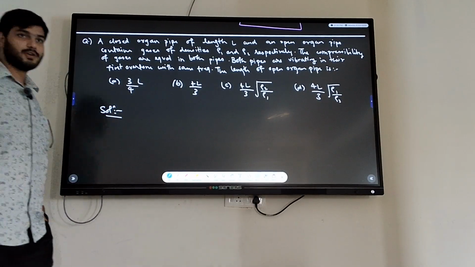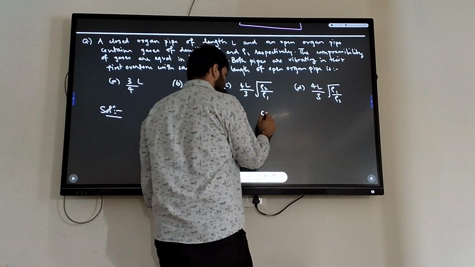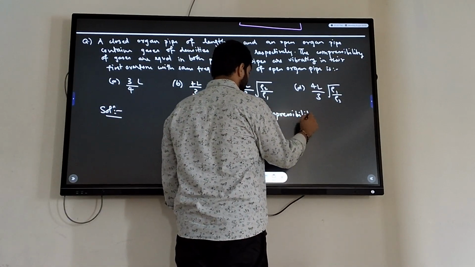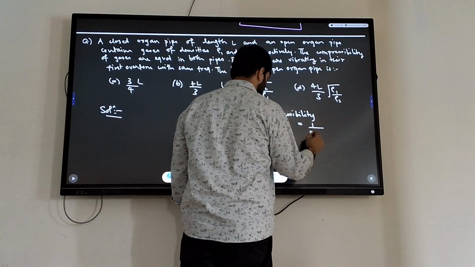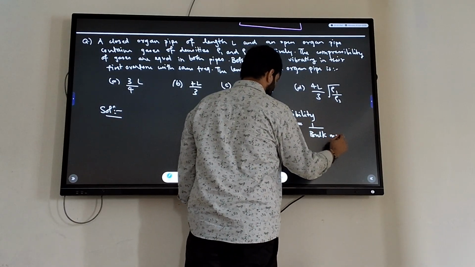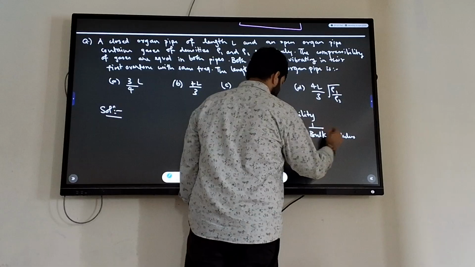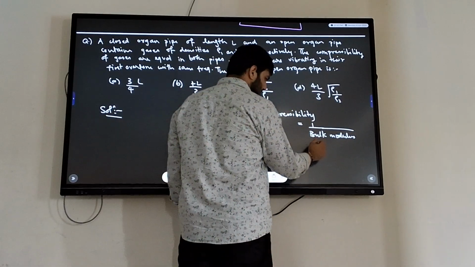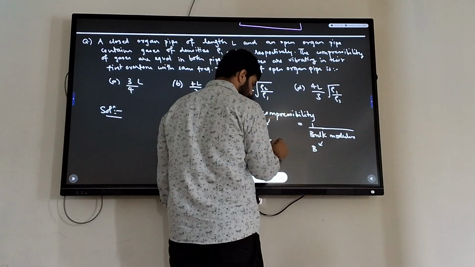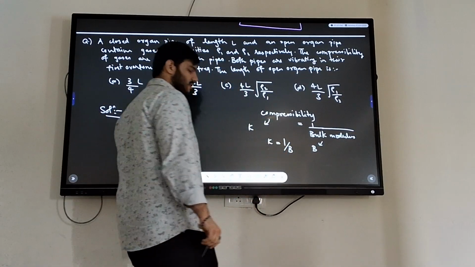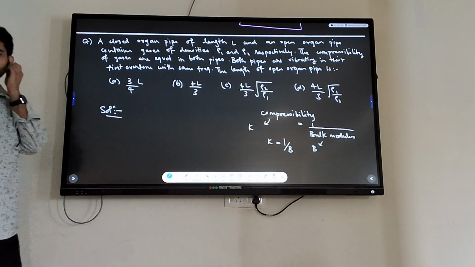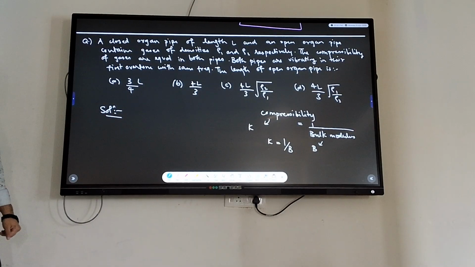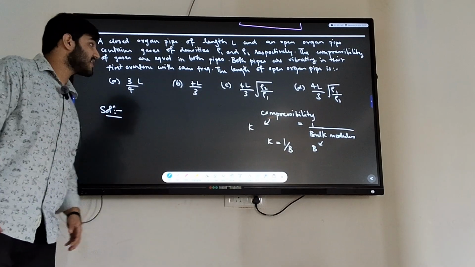As I have already told you, compressibility is 1 by bulk modulus. I will call this kappa, and this is B, so kappa equals 1 by B. Anyways, if kappa is the same, then B is also the same. So now let's see what they are asking.